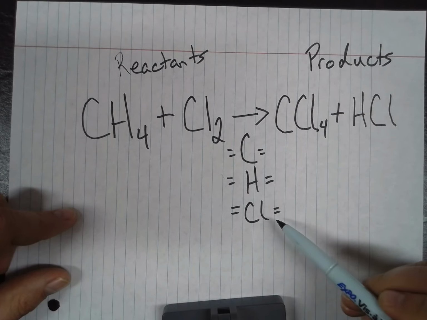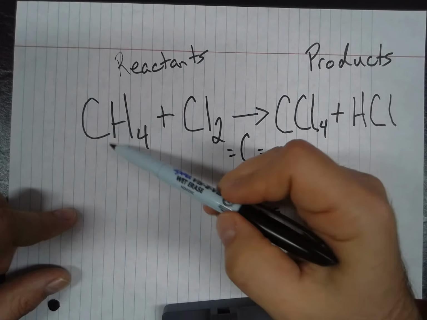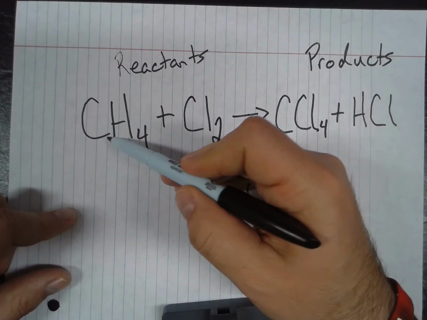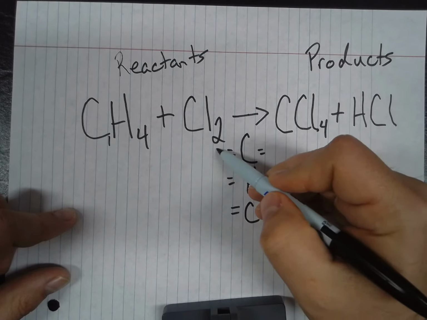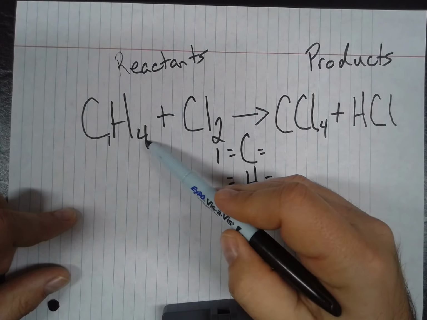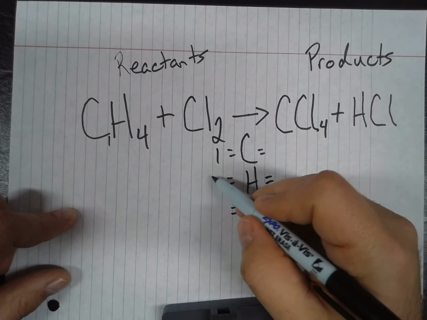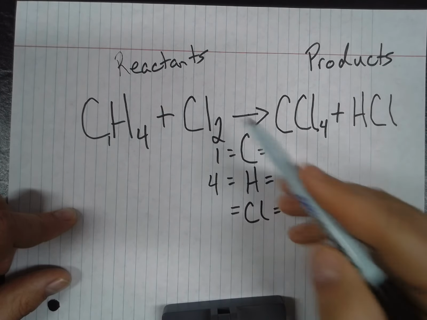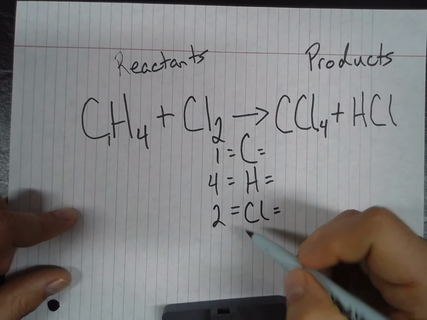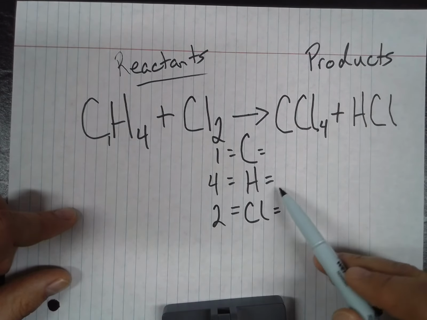I only have to write it once. Start over here. Subscript of 1, because it's invisible. Check and make sure I have 1 carbon. Subscript of 4 for hydrogen. I have 4 atoms of hydrogen and then 2 atoms of chlorine. So I'm done with my reactant side.